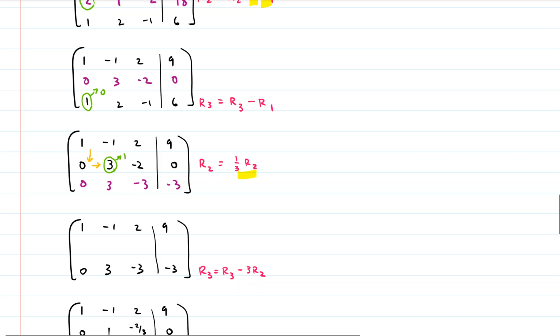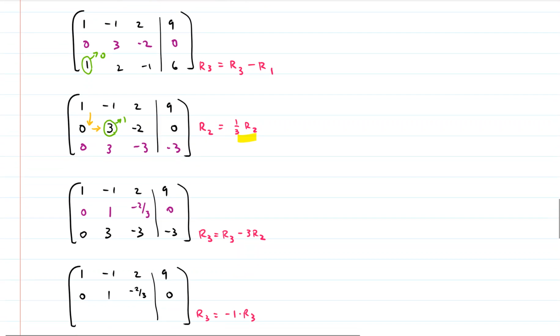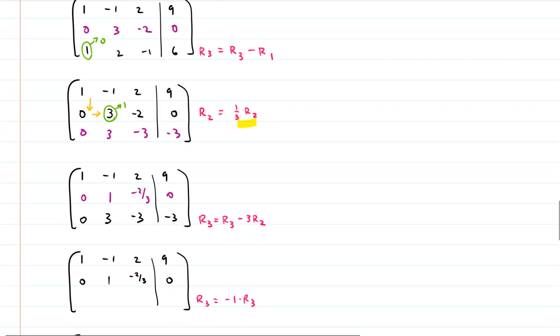Trust me. So 0 times 1/3 is 0. 3 times 1/3 is 1, which is what we want, right? Negative 2 times 1/3 is negative 2/3. That's not super exciting because we've got a fraction now, but oh well, we'll live with it. And 1/3 times 0 is 0. Perfect. Now our next step is we need to make this bottom element here in the second column a 0.